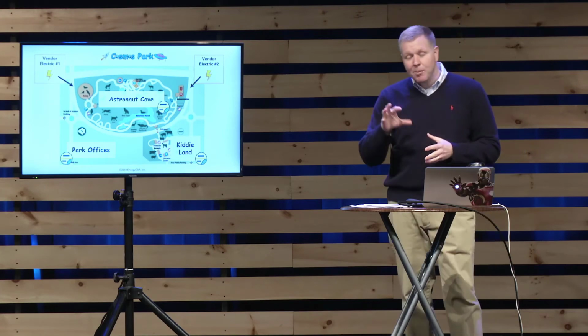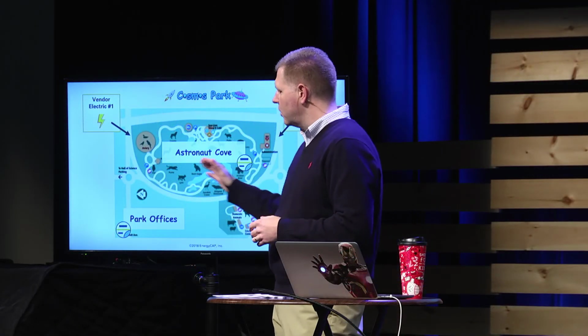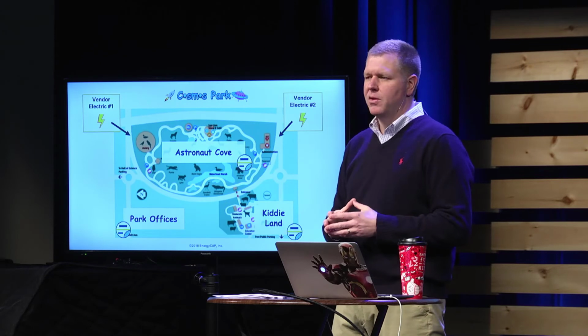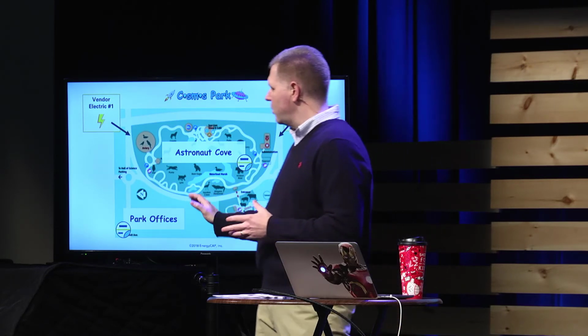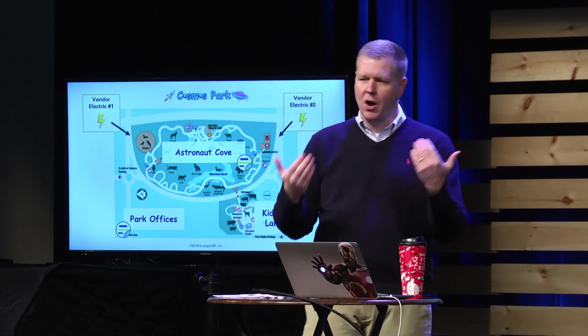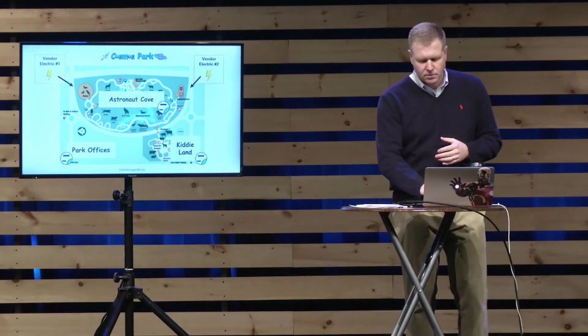We've also dabbled with introducing submeters into our park. So we have 3 at this point. We have a submeter that represents all of the use in the Astronaut's Cove area of the park. We have a submeter that represents Kiddieland, and a submeter that represents all of the usage of our back office facilities as well.